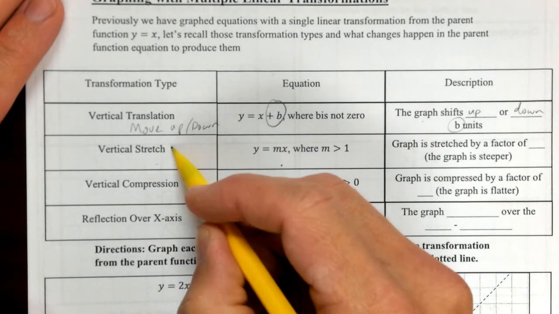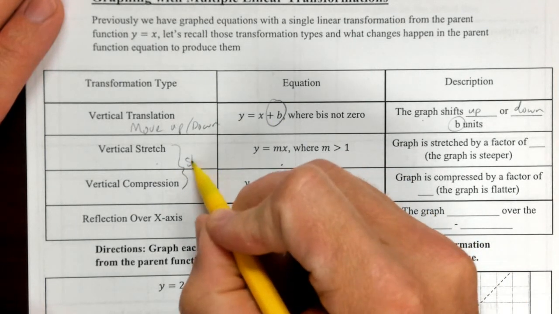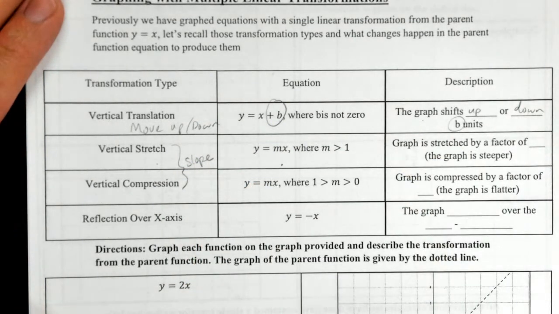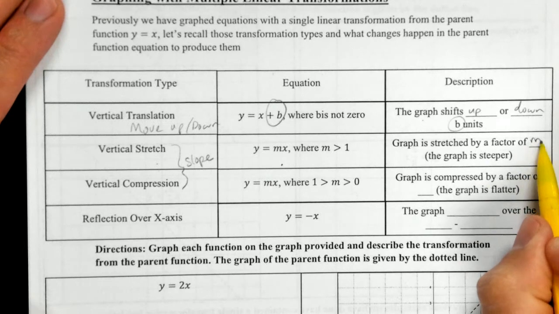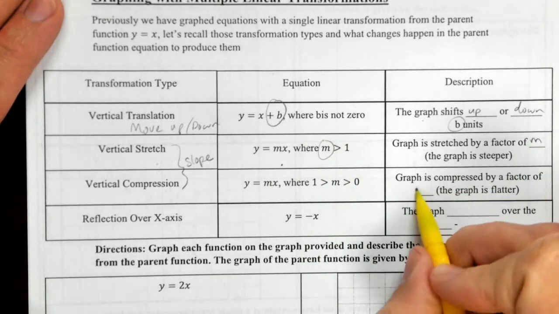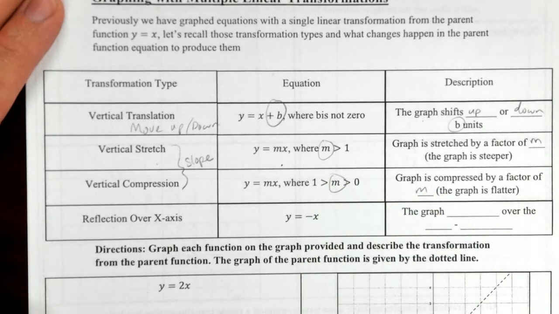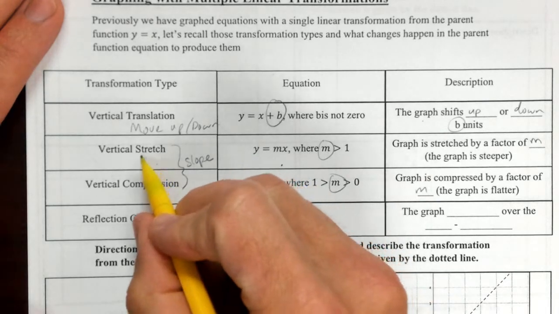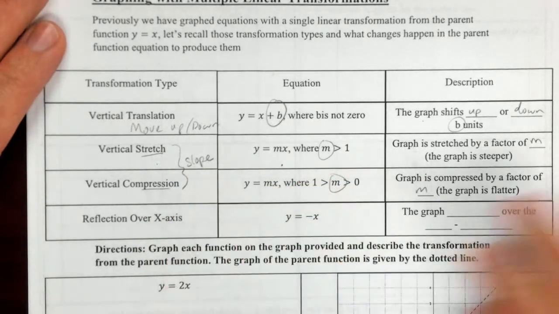Vertical stretch and vertical compression is a change in the slope. Vertical stretch by a factor of m, where the graph is steeper, and a vertical compression by a factor of m, where the graph is flatter. So the bigger the number, it's a vertical stretch. The smaller the number, vertical compression.